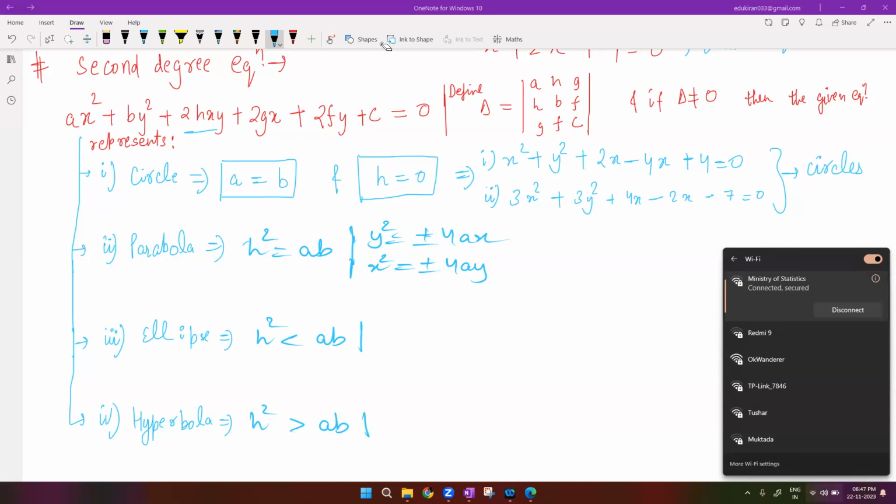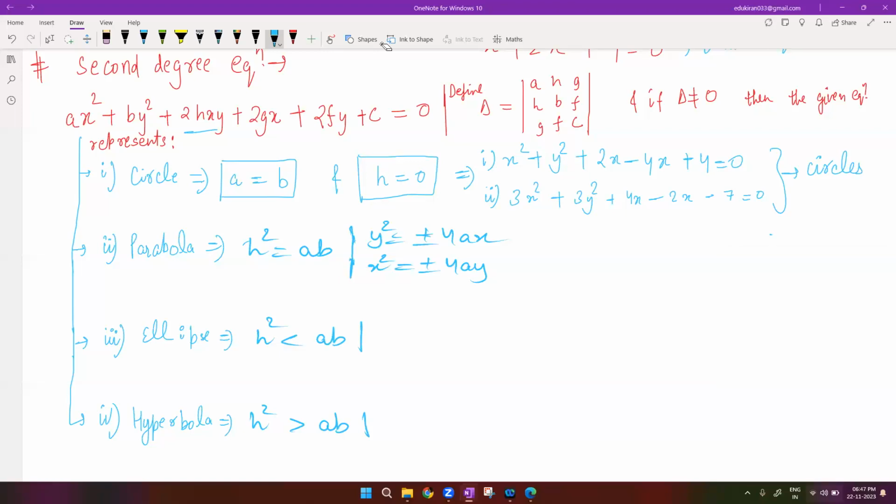Delta is basically, so this second degree equation not just signifies these 4 things. It also signifies a pair of straight lines. You must have read pair of straight lines in the IIT JEE syllabus, I guess. So how to find out whether this second degree equation can be represented? This will represent either of 2 figures. Either it will represent a pair of straight lines, or it will represent conic sections.